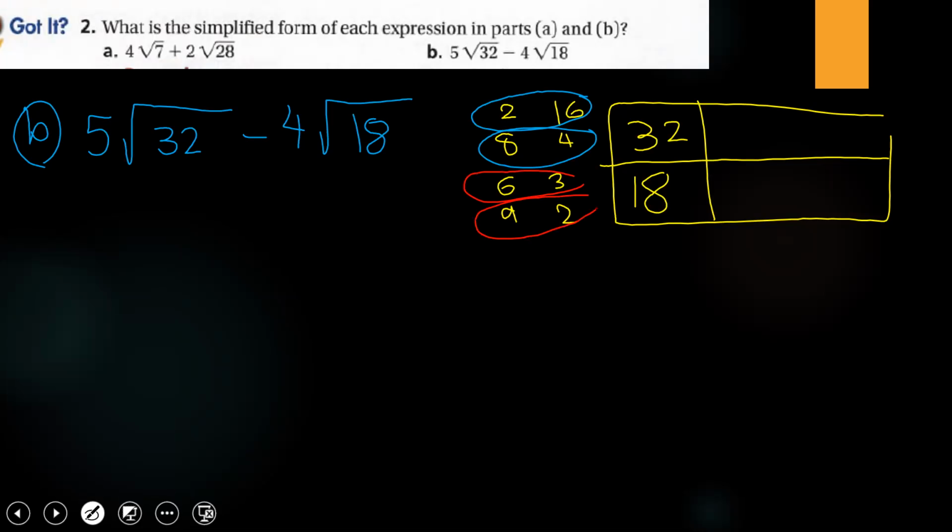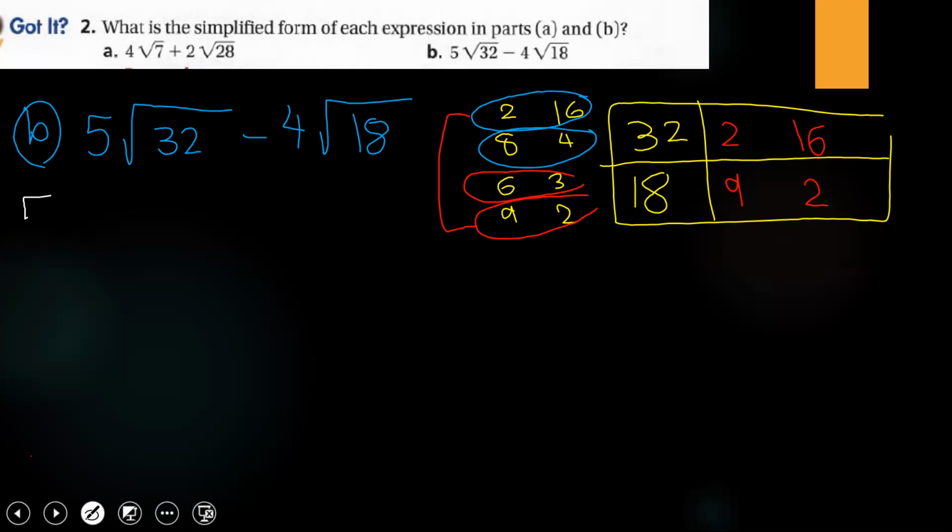I want you now to choose one from the blue and one from the red that have a common number between them. Which two pairs? 9 and 2, and 2 and 16. Exactly. These have the number 2 between them. So we have 2 and 16, and 9 and 2. This is the first step. Now let's come back.